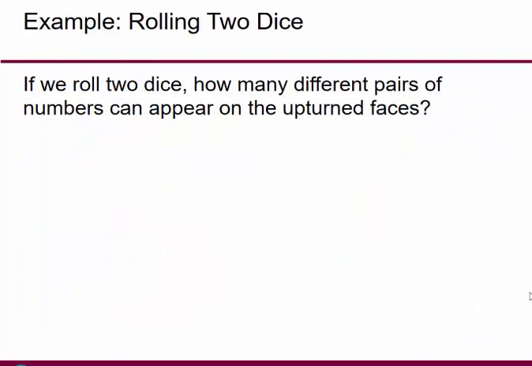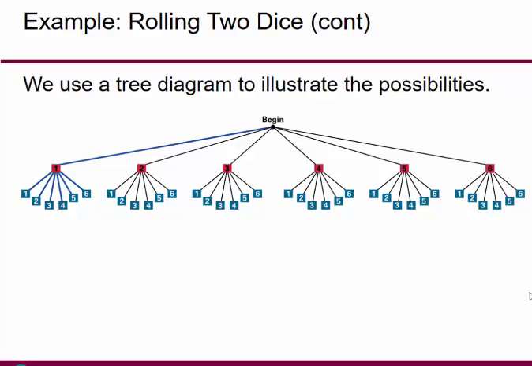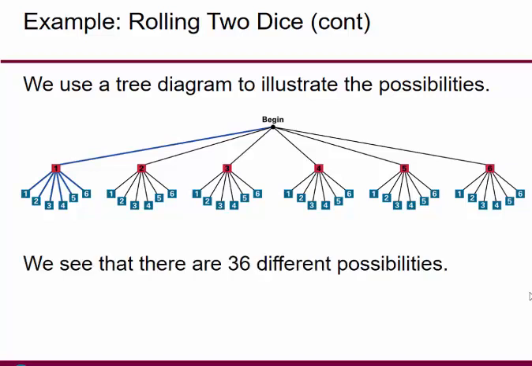Now, if we roll 2 dice, how many different pairs of numbers can appear on the upturned faces? We will use ordered pairs of the form (red number, green number) to represent the pairs showing on the dice. We can roll a 1 on the red die and either a 1, 2, 3, 4, 5, or 6 on the green. This corresponds to the pairs (1,1) all the way through (1,6). Then we can use a tree diagram to illustrate all of the possibilities. You can see that there are 36 different possibilities.